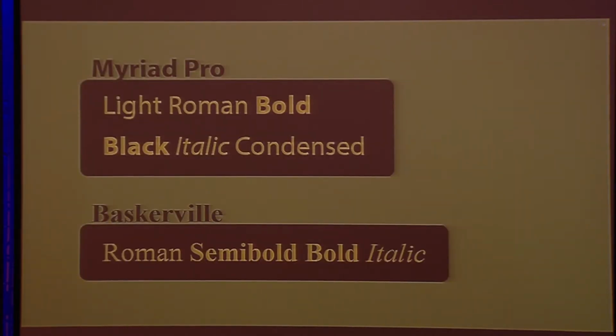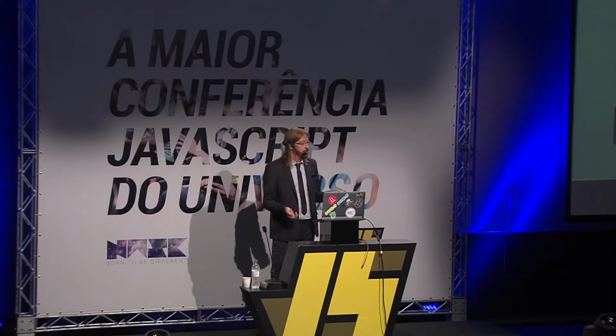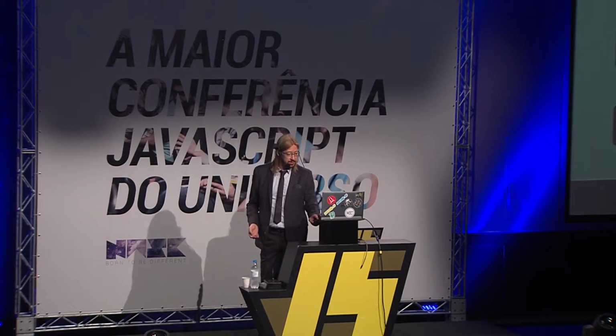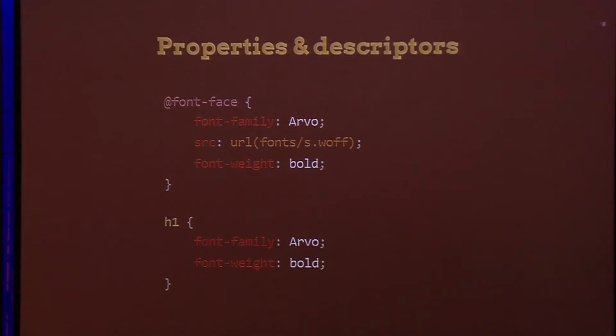Okay, so now some more terminology. Here's some examples of fonts. Myriad Pro there is a font family, as is Baskerville. And these are faces, the light, the Roman, the bold, the italic, the condensed, etc. Fonts vary as to how many faces they have, but they're all in the same family. So that's a pretty easy piece of terminology.